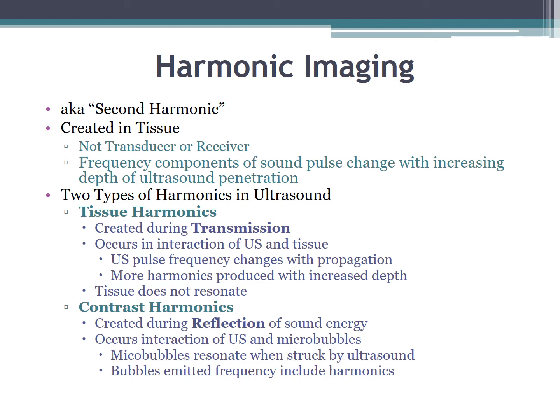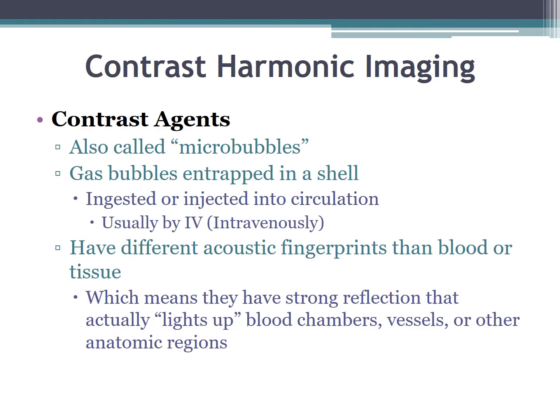Again, contrast harmonics are created during reflection of sound energy, and it's going to occur because of the interaction of ultrasound and microbubbles. As the ultrasound hits the microbubbles, they're going to resonate or ring, and they're going to expand and shrink during the rarefactions and compressions of the ultrasound wave, and because of that, the bubbles are going to emit a different frequency that includes harmonics. So we call this contrast harmonic imaging because we are introducing those microbubbles or that contrast agent into the body.